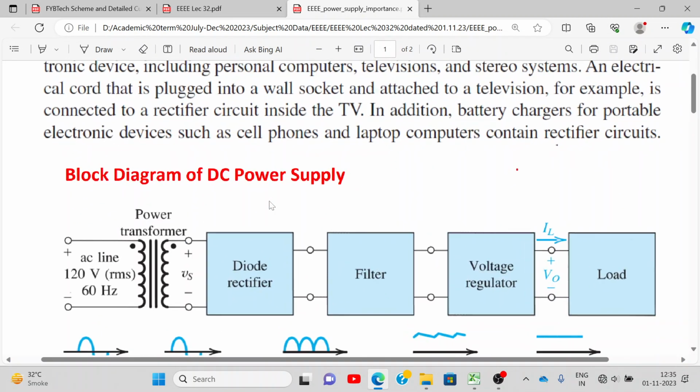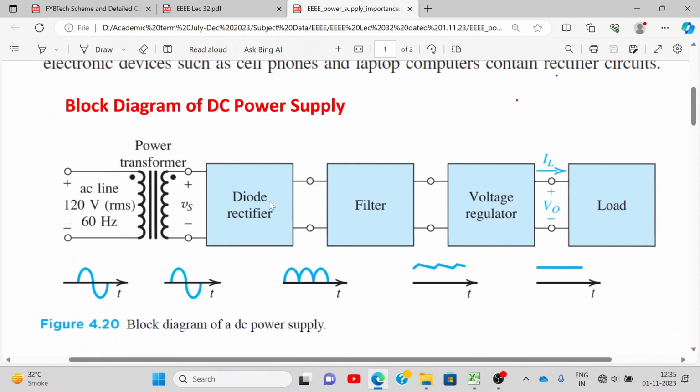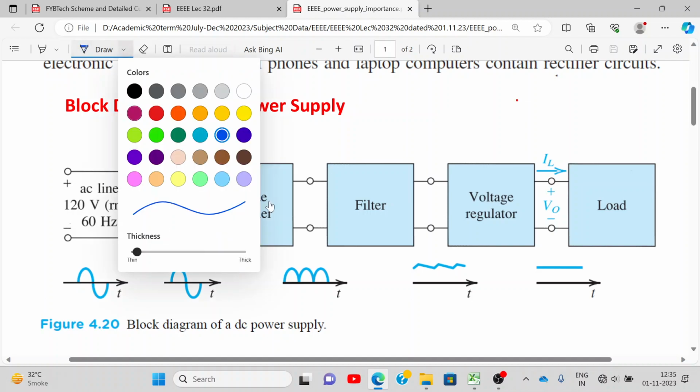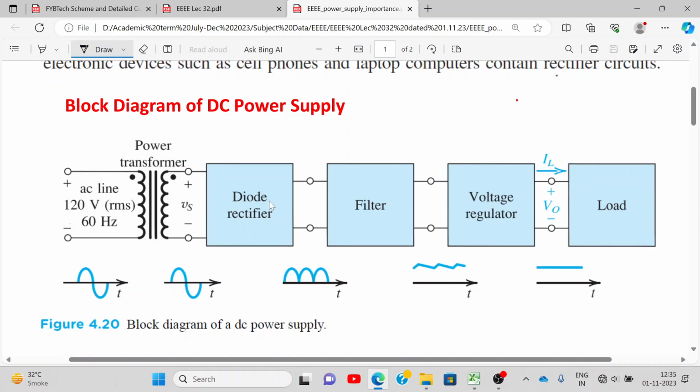Can you see this power supply block diagram of a DC power supply? This is the same block diagram which we showed for the mobile battery charger. First of all, you have this AC voltage. This is from a foreign textbook, which is why they have written 120 volts, 60 hertz. In India, we have a 230 volts, 50 hertz supply.